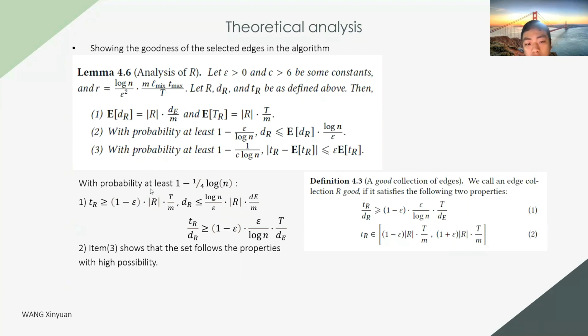This is the last part, and it is to show that the edge set selected in the algorithm has these two properties. The lemma is shown and proved in the paper, with probability at least 1 minus 1 over 4 log n. TR over dR can be computed, and it is clear that the first property follows. And with the third item in the lemma, we know that it will also follow the second property with high probability. Therefore, we may get a good set which satisfies the aim of the task with our algorithm.